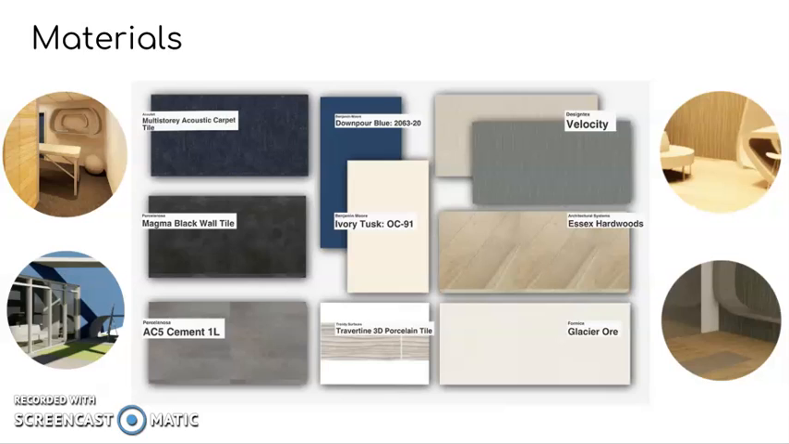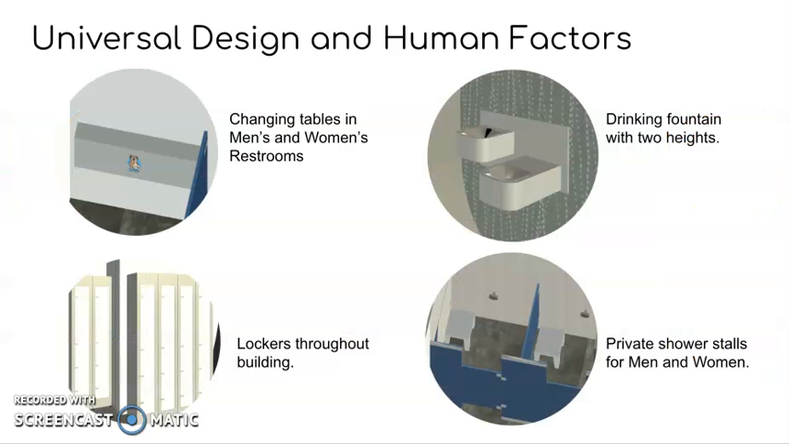The hardwood for this project is engineered, which makes it durable, and it's also best for the activity of dance and yoga. These are some of the many human factors considered in this project. Changing tables in men's and women's restrooms is something that's very important to parents and not always implemented. Drinking fountains of 2 heights accommodates a wide variety of people.